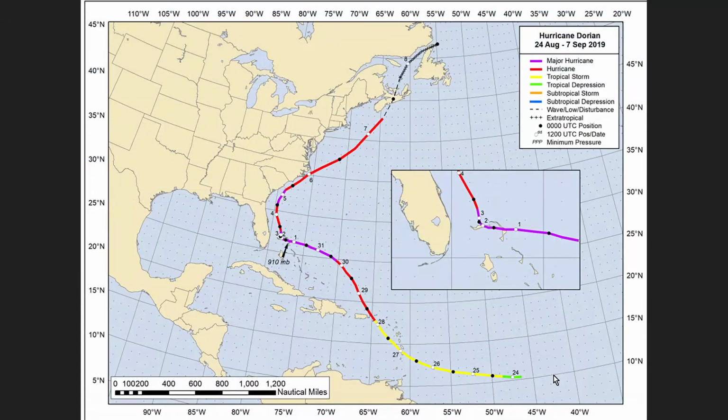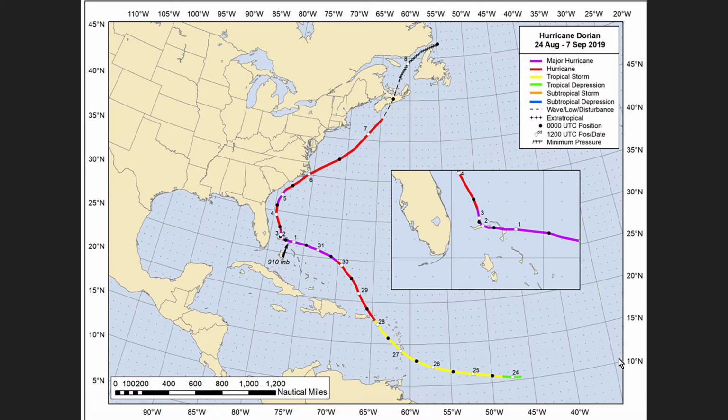To recall, Hurricane Dorian was a very powerful Category 5 storm in 2019. It was the strongest hurricane to hit the northwestern Bahamas in modern record and affected a large portion of the eastern seaboard of the United States. It occurred from the 24th of August through the 10th of September.